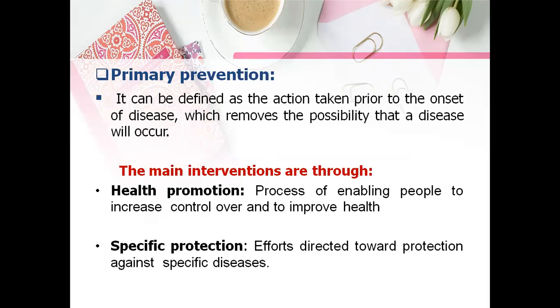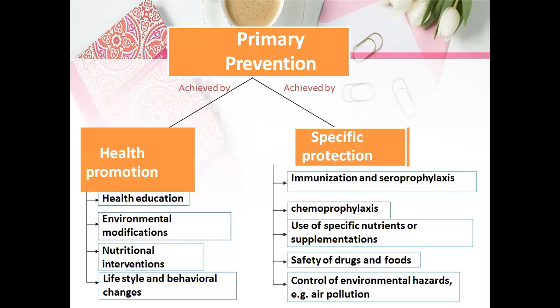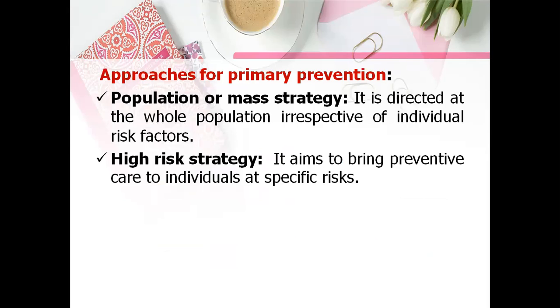Whenever you write primary prevention, remember we have two aspects: the health promotion activities and the specific protection. In primary prevention, we have two main approaches: the mass strategy and the high risk strategy. In the mass strategy, we take all the individuals in the population, irrespective of the risk factors. With the high risk strategy, we take only the high risk population.